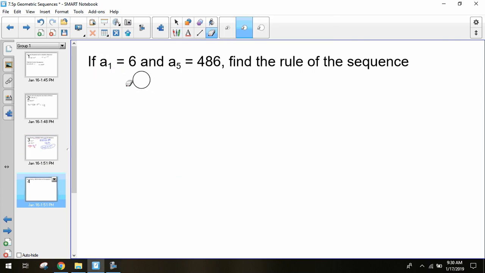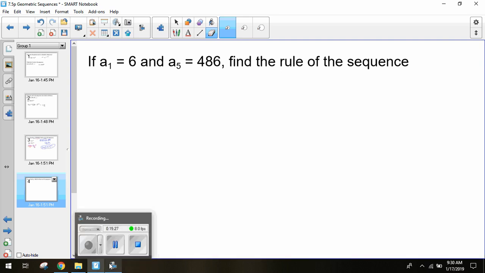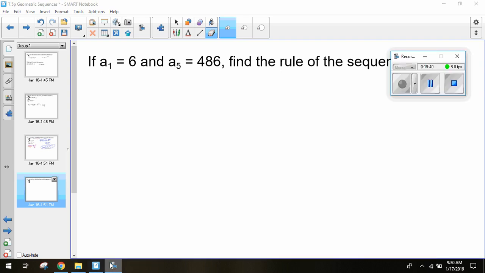Alright, so here we are. If a sub 1 equals 6, a sub 5 equals 486, find the rule of this sequence. Think back to what we just did on that last problem and see if we can mimic these steps one more time. Take a moment, see how far you can get on your own. Pause the video. If you need help, unpause the video and we'll do it together.